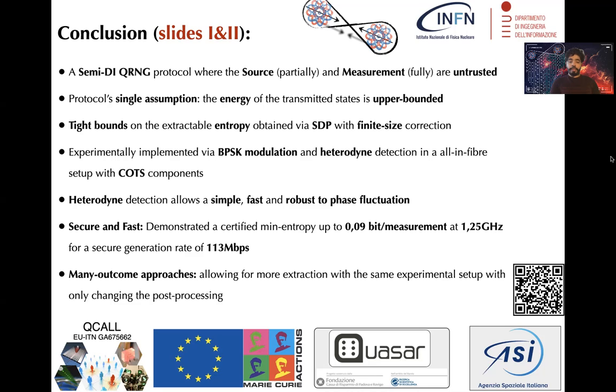We experimentally implement this semi-device-independent QRNG with a BPSK modulation scheme and heterodyne detection in an all-in-fiber setup using only commercial off-the-shelf components. Heterodyne detection allows for fast generation with a simple optical setup. Finally, we consider a many-outcome approach, allowing for more extraction with the same experimental setup while only changing the post-processing scheme.